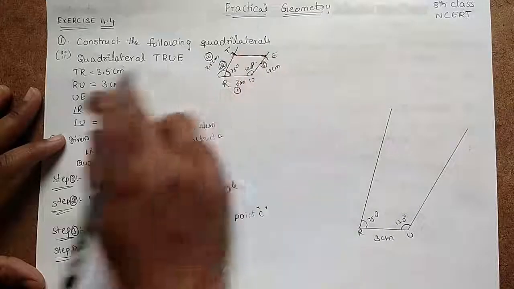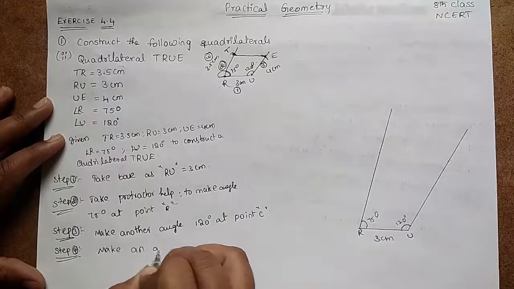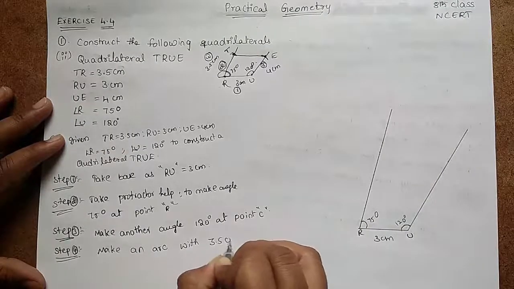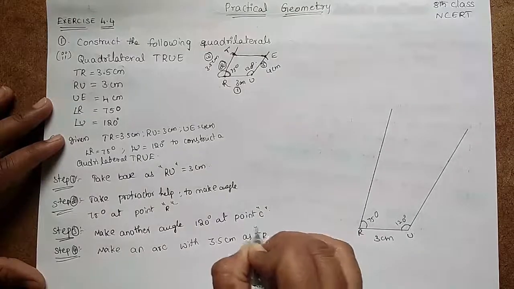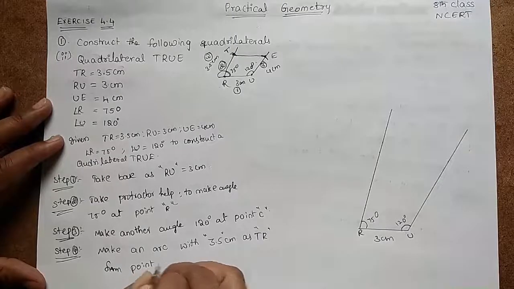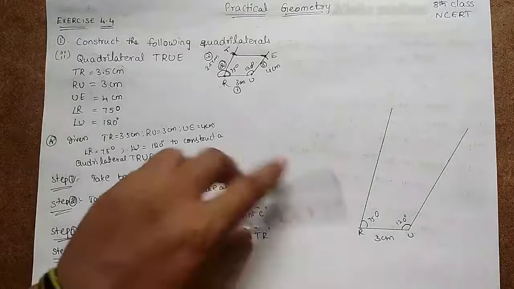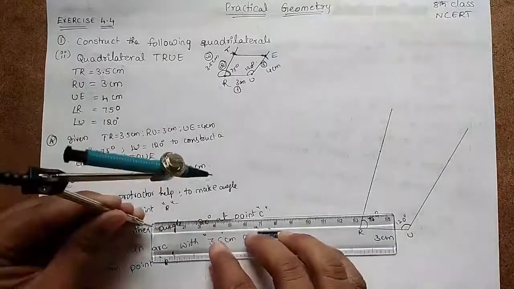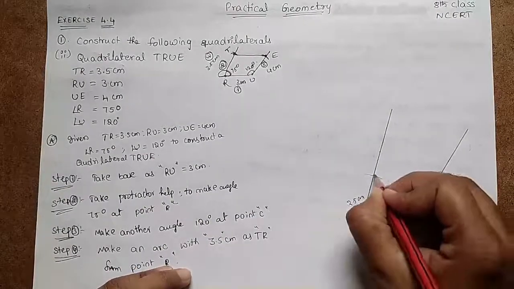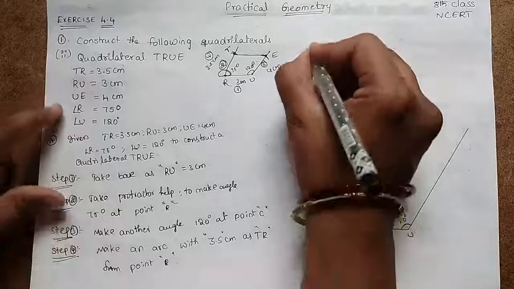as RT we have to construct here given. So make an arc with 3.5 centimeters as TR from point R. So now take the help of scale and make. So here we have 3.5 centimeters as point T. Now similarly construct here. So that is step 5.